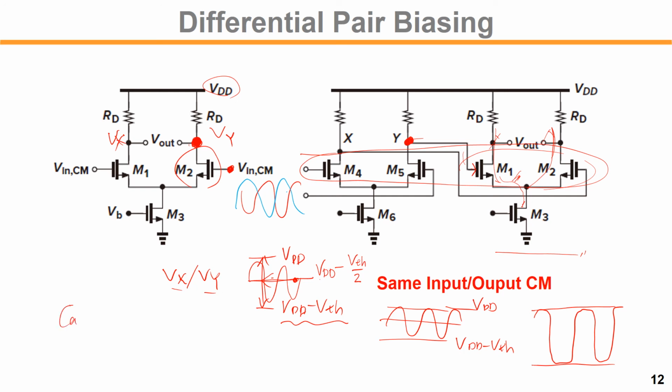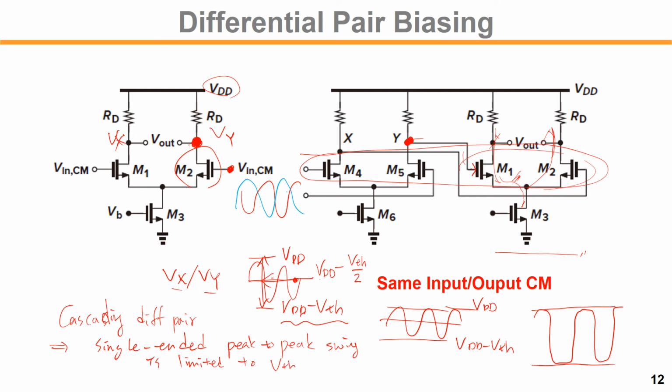So, cascading stages in diff pair: signal amplitude range, single-ended, for example, and the peak to peak swing is limited to VTH for all devices in saturation.